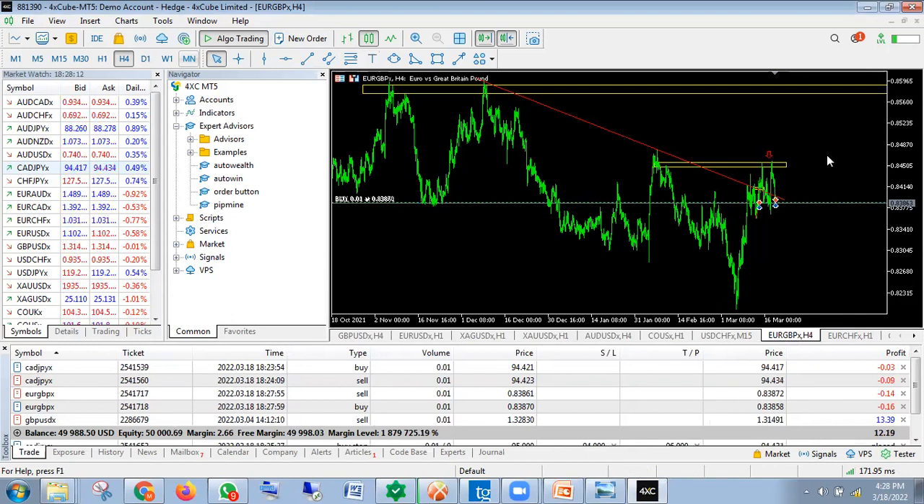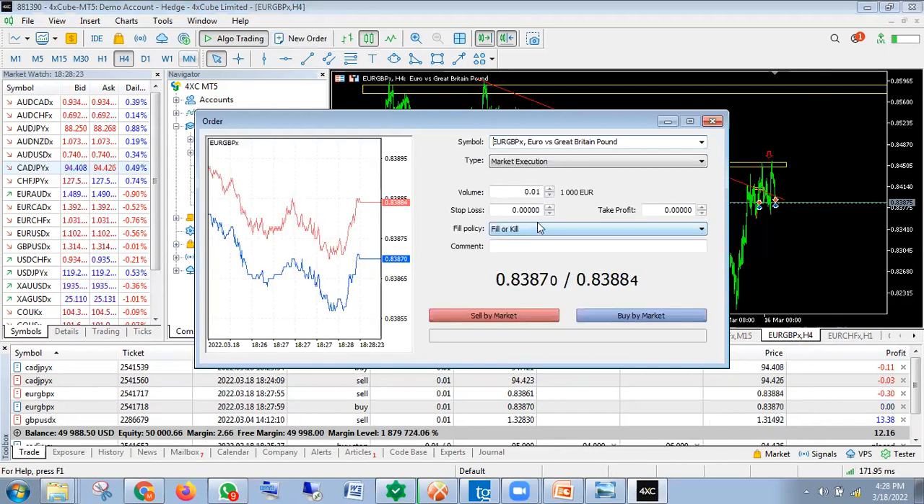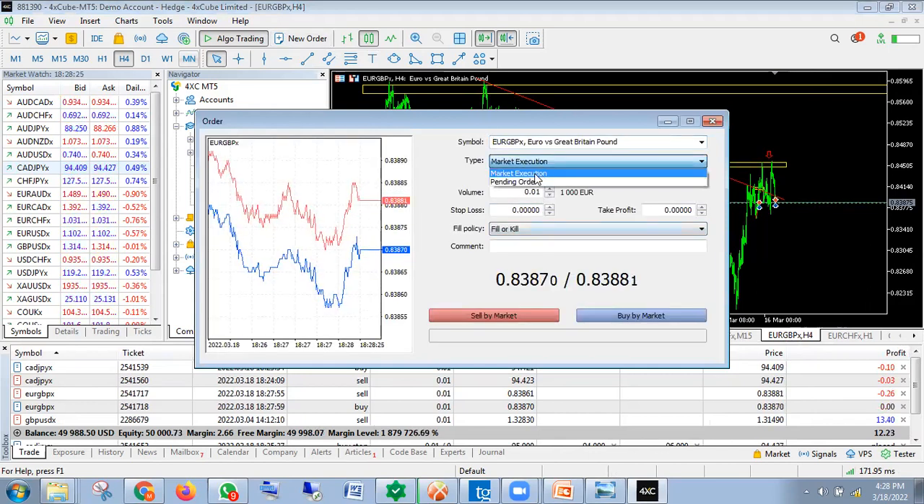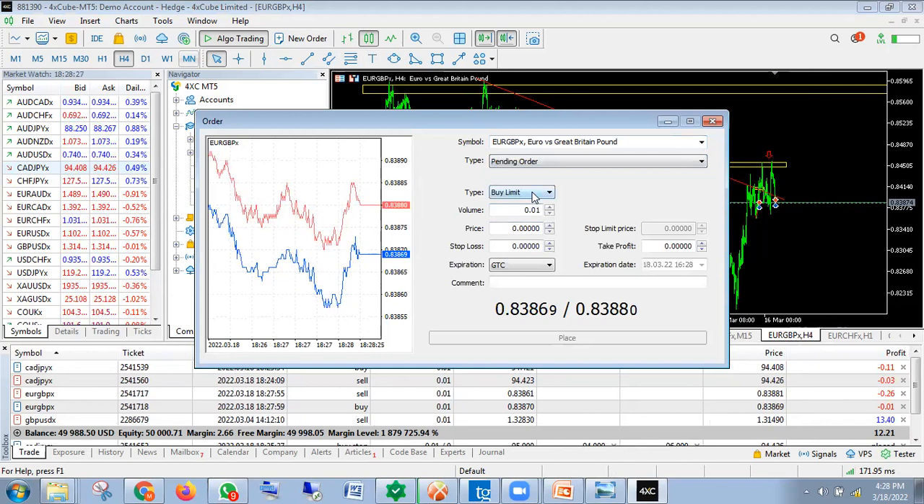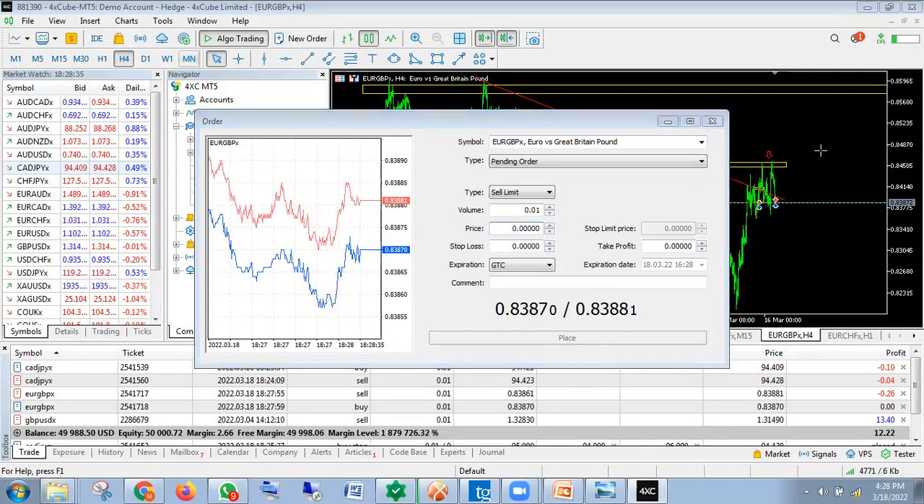The first pending order I'll place will be a sell. Let me place a sell limit here at 0.84503. That's where I want to place the pending order. So I go to pending order and select sell limit. I'm a bit fast, so you have to go through the record again to master it.